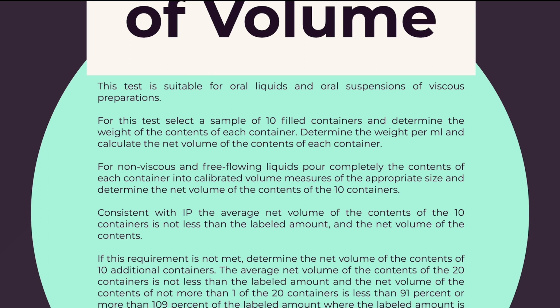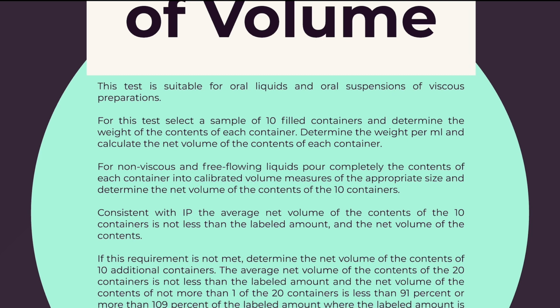For non-viscous and free-flowing liquids, pour completely the contents of each container into calibrated volume measures of the appropriate size and determine the net volume of the contents of the 10 containers. Consistent with IP, the average net volume of the contents of the 10 containers is not less than the labeled amount, and the net volume of the contents. If this requirement is not met, determine the net volume of the contents of 10 additional containers.